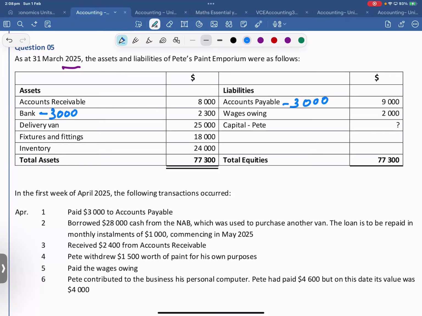Why? Because you got the loan and then in return you pay it to the car sale. So my money is gone. That means net impact on money, zero. You got money, plus 28,000, take away 28,000, nothing. So let's not touch bank. What happens to the van? The van is up or down? Yes, by 28,000.